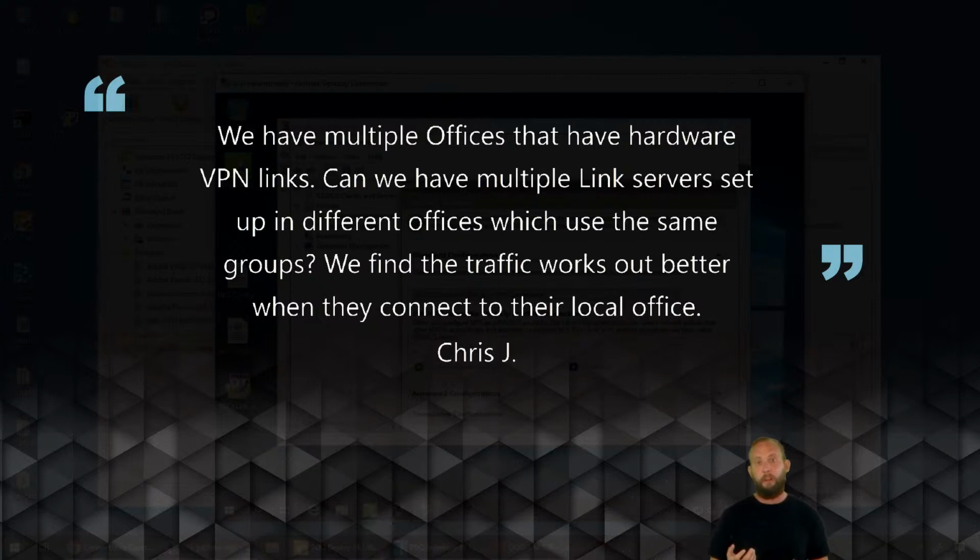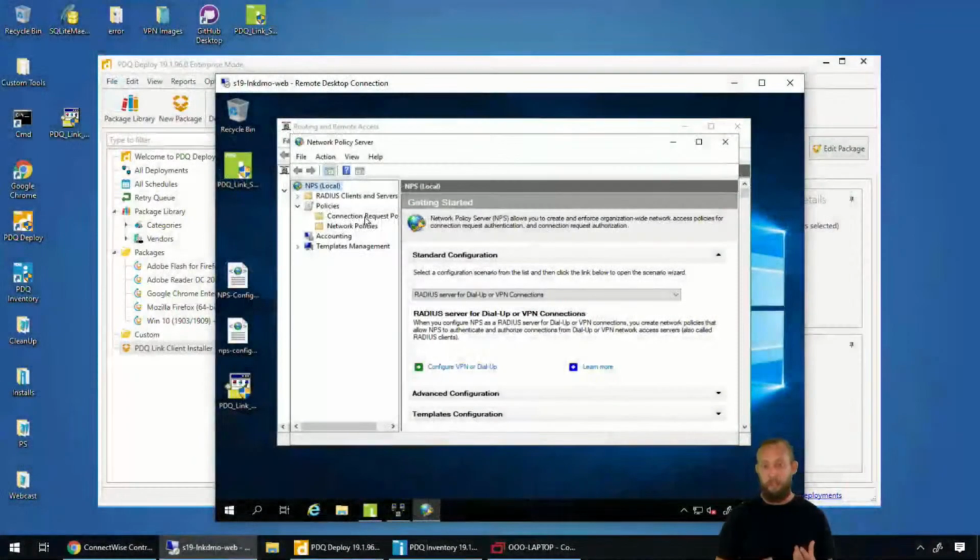You can do that however you want to do it, and then you can control how that traffic is flowing through your network. You could do that on the network policy server. You could do that on your physical networking equipment. You could do it off of route weights on the client. There's a bunch of different ways to accomplish that goal.